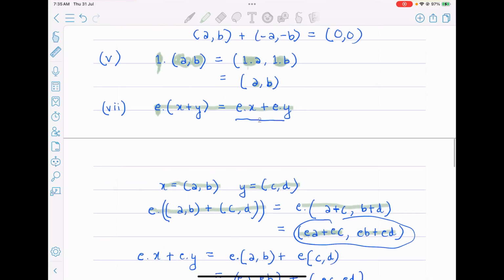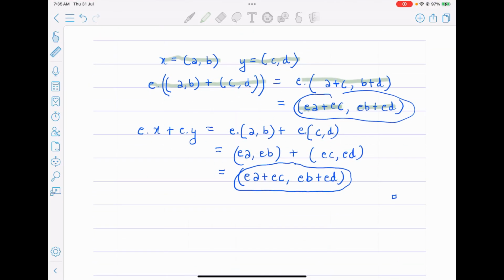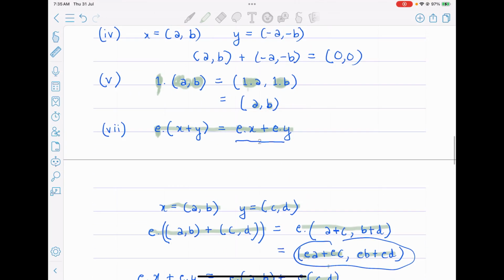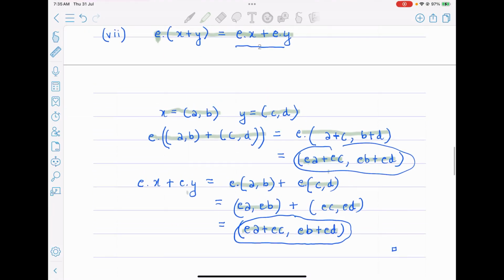Now let's compute the other side. This side will be e dot x plus e dot y, which is e dot (a, b) plus e dot (c, d), and this will be (ea, eb) plus (ec, ed). And now if you add, this will be (ea plus ec, eb plus ed). So both of them are equal. So this verifies the seventh, and the rest you can verify. So bye.